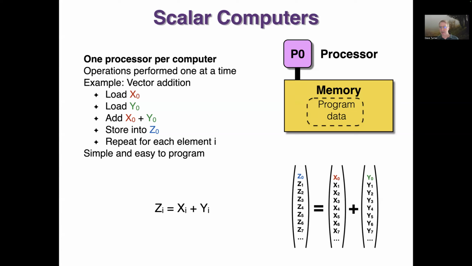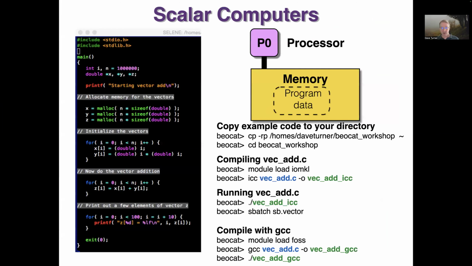So simple and easy conceptually, but we can do things a lot faster using a lot more complexity in the processor itself. So here's an example of this algorithm, and on the left is the code in the language C. If you don't understand C, that's fine. For the most part, a lot of this is setup.